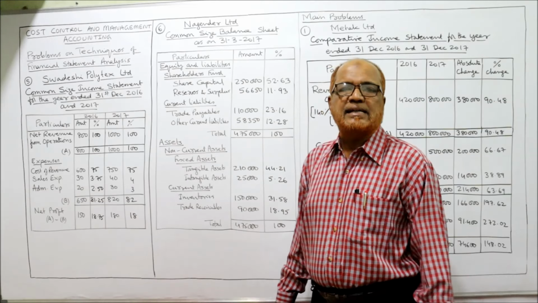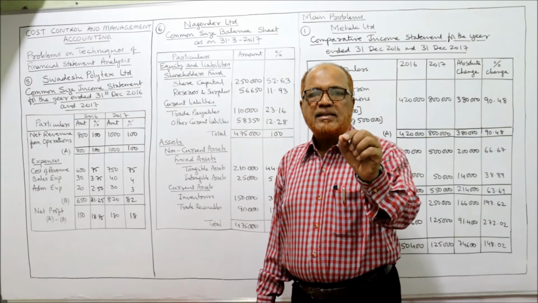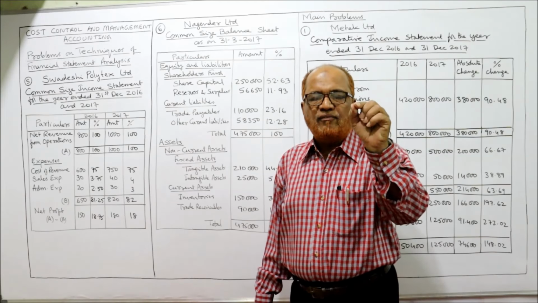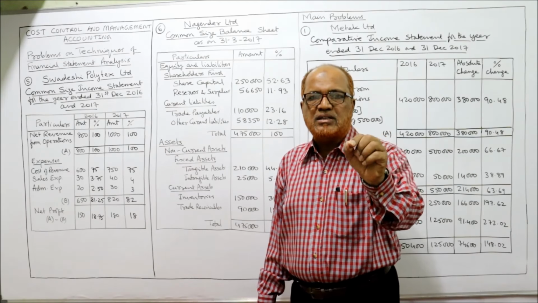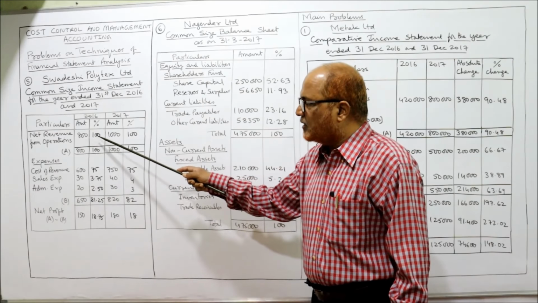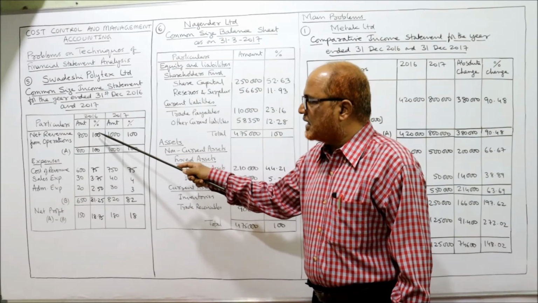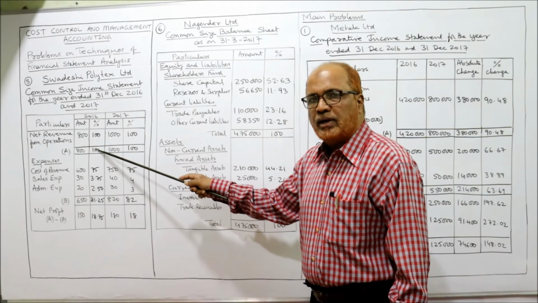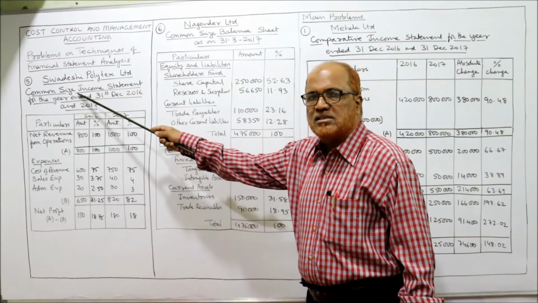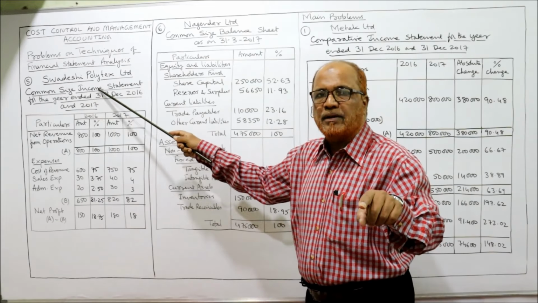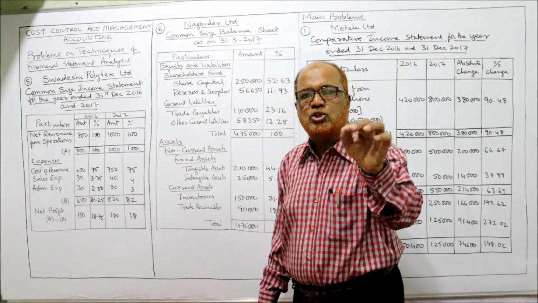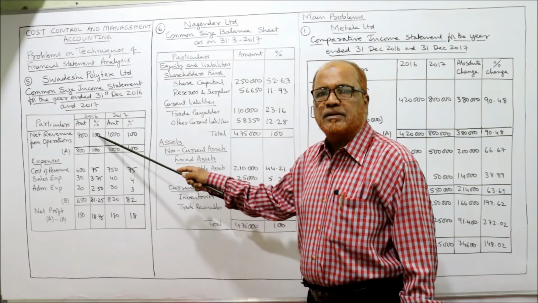Now we need the percentages. The base is revenue from operations, and for this base we take 100%. So here for 800 we write down 100%. Percentage is 100. Here also 100. So in every case, whenever we are making a common size income statement, take the revenue from operations as base and it should be taken as 100%.